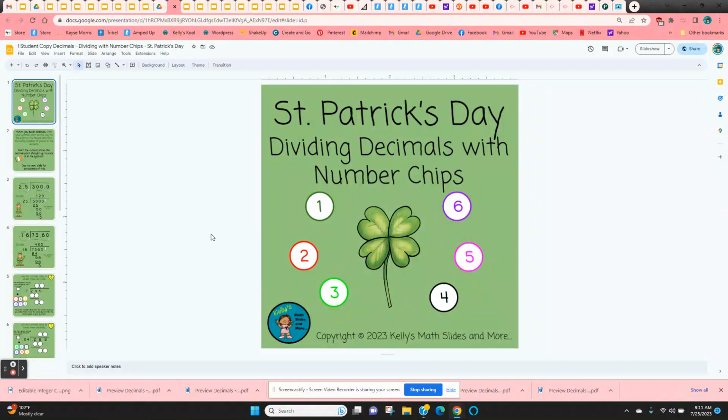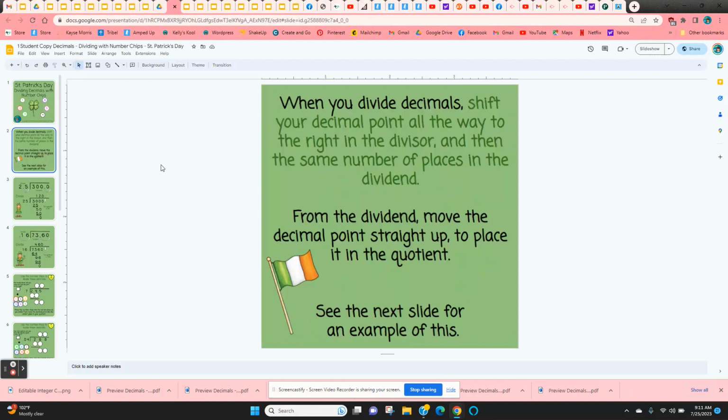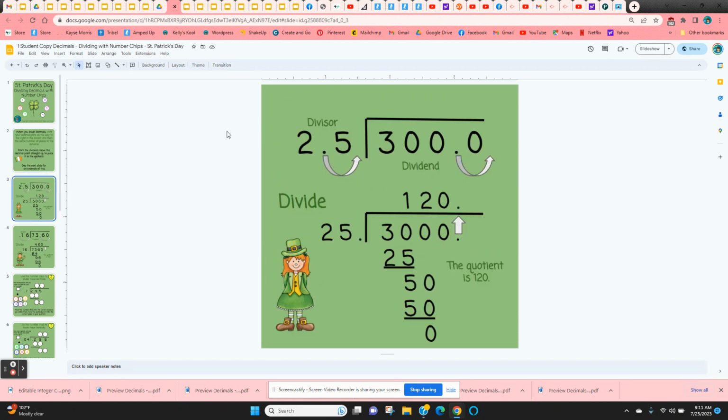Dividing decimals with number chips. This is the St. Patrick's Day version. And it starts out explaining to students how you move the decimal point before you divide. And then it gives a couple of examples of how to do that.